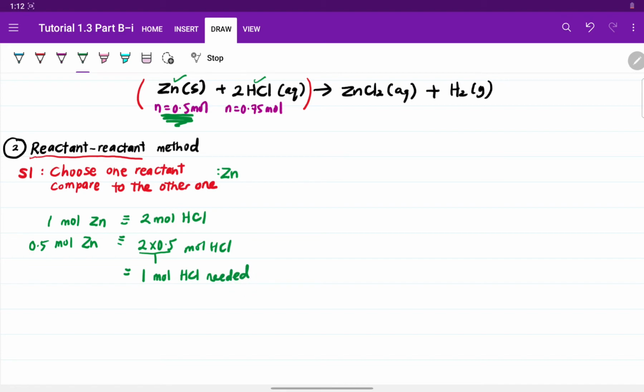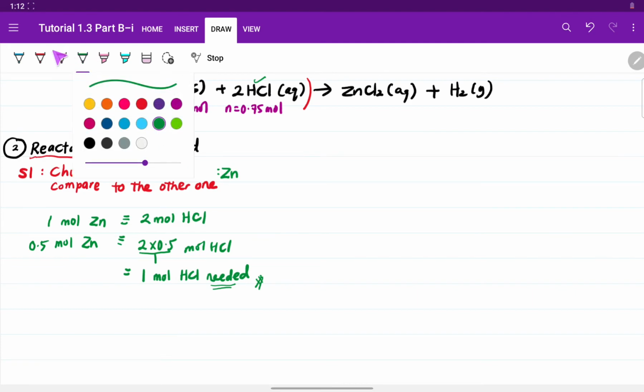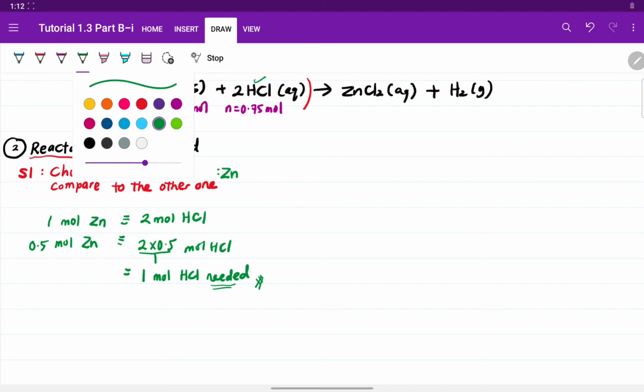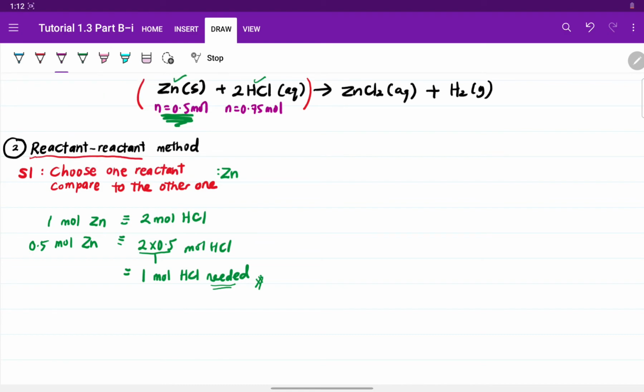Okay, now, apa yang awak perlu buat dekat sini? So, once you get this value, so ini yang diperlukan. Okay, kalau saya nak react 0.5 mol of zinc, kita kena compare. Do we have the enough amount of HCl? Okay, apa maksud saya dekat sini? Awak check. Okay, sama tak? Cukup tak nilai yang diberi? Ini yang diperlukan. Okay, diperlukan.